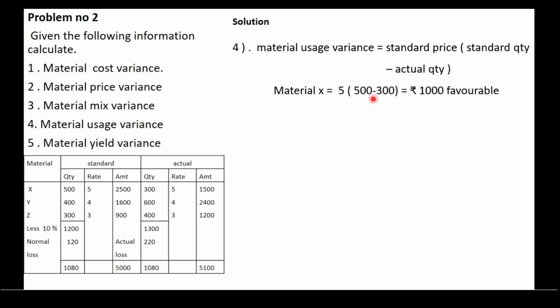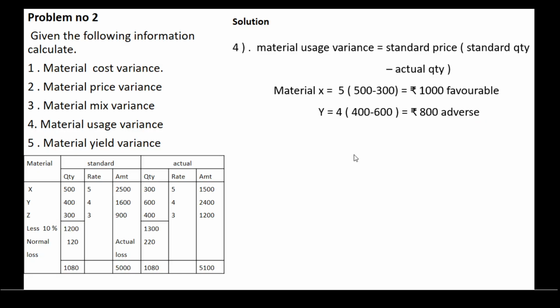And next for the material Y. Here the standard price is rupees 4. The standard quantity is 400 and actual quantity is 600. So 4 into 400 minus 600. Here the actual quantity is more than the standard quantity, so it is called adverse. So 4 into minus 200. So it shows the negative figure, rupees minus 800 adverse. So here, since the actual quantity is more than the standard quantity, we call this adverse.